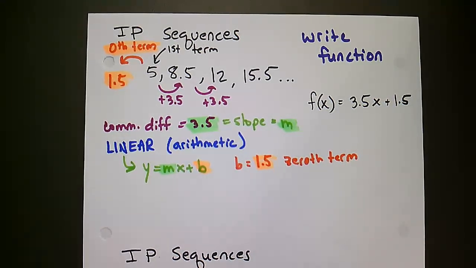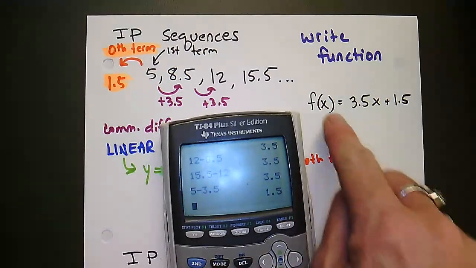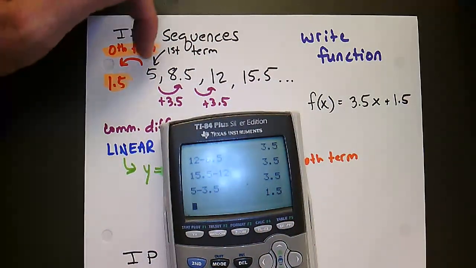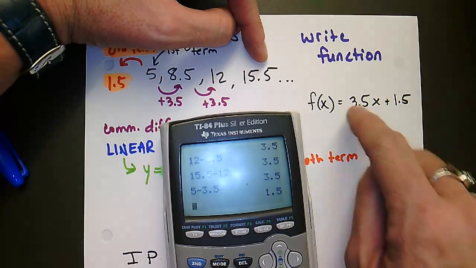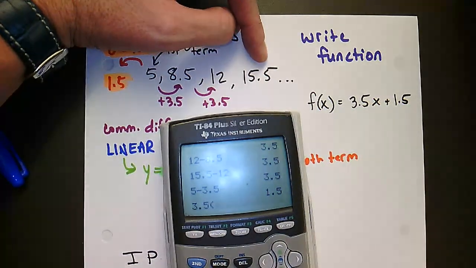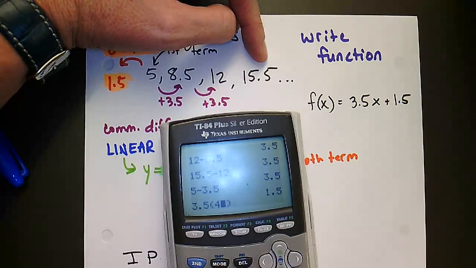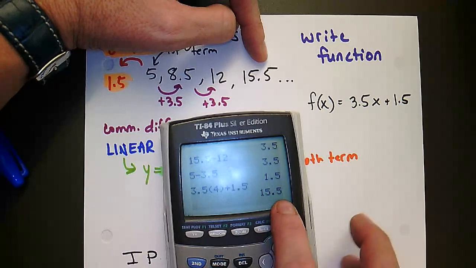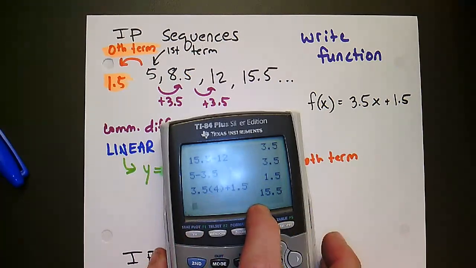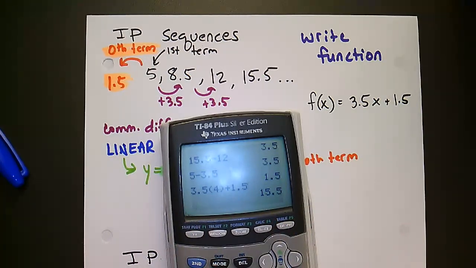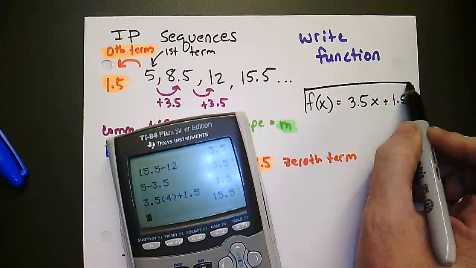Now the nice thing about this is I can confirm that this is right by inputting any term number. Like if I wanted to know my 4th term, which is 15.5, I do f of 4, so I'm going to do 3.5 times 4, plus 1.5. I'm going to get 15.5. The 4th term is 15.5. If I input 4, I'm going to output 15.5. All right, so this is my final answer.